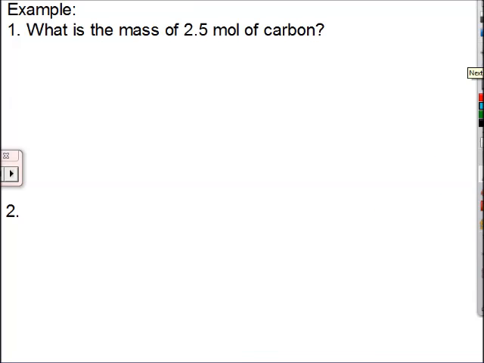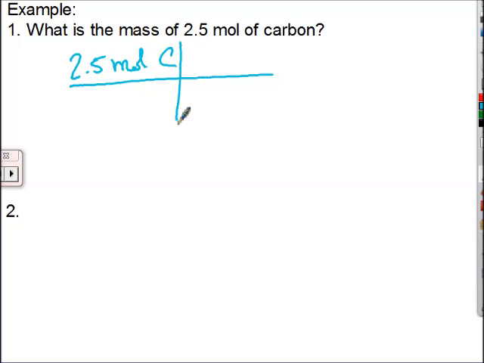So, for example, if I have 2.5 moles of carbon and I want to know what the mass is of that, I would look at my periodic table. For carbon, I have 12.011 grams for every mole. Now, what I need to do is take 2.5 times 12.011, and I know that that would be 30.0 grams of carbon.